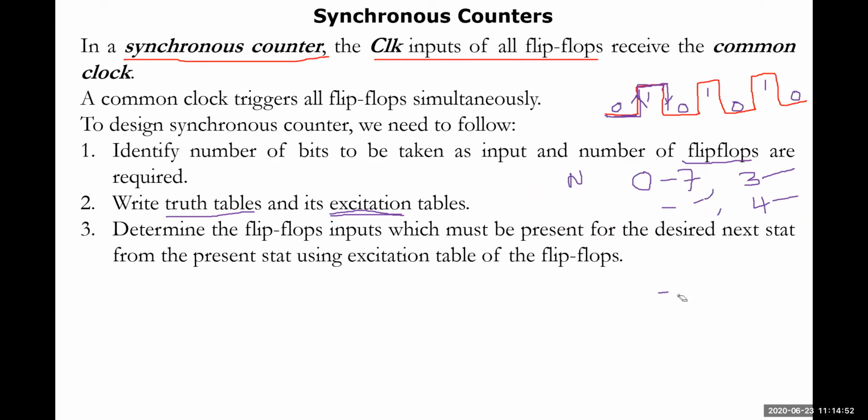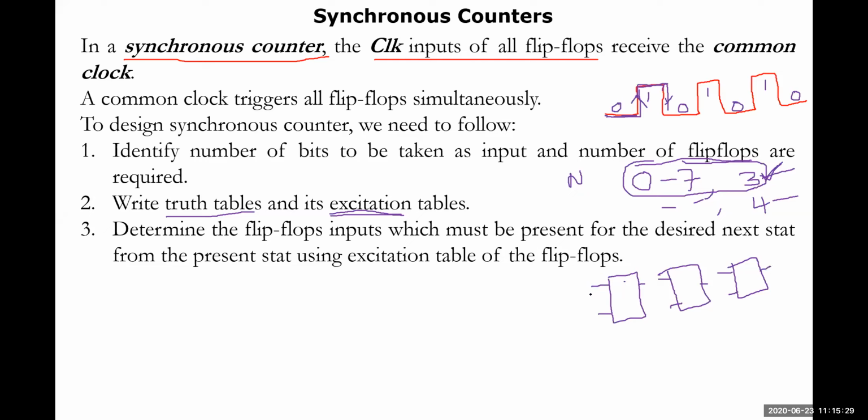So what are the inputs of each and every flip-flop? If you are trying to implement this particular kind of counter, a synchronous counter, 3 different flip-flops are required. The 3 flip-flops might be drawn something like this. This is the first flip-flop, this is the second flip-flop, and this is the third flip-flop. For every flip-flop you have 2 inputs because it is a JK flip-flop, 2 inputs and 1 output.